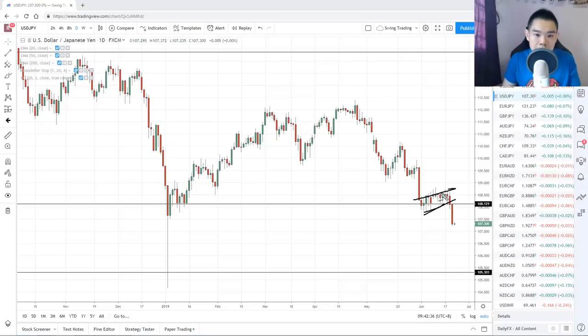But the fact that the market, or rather the price, is still hovering at this area of support tells me that demand is not very strong. And given the fact that the range of the candles are getting smaller and smaller, tells me that the buyers are just not there.